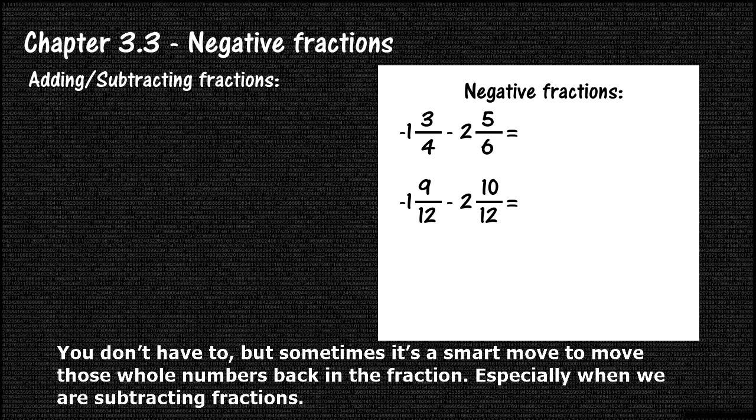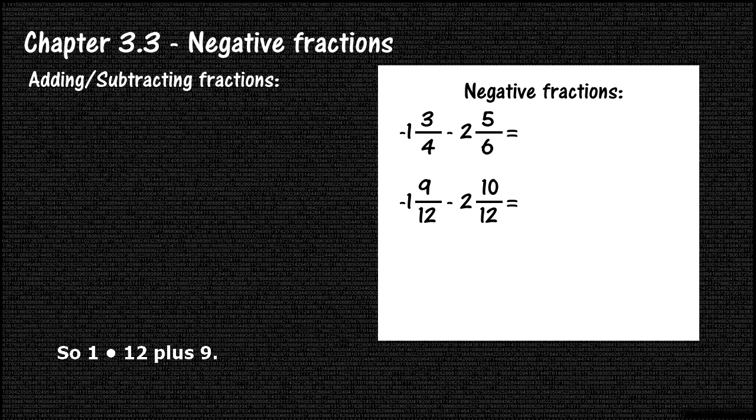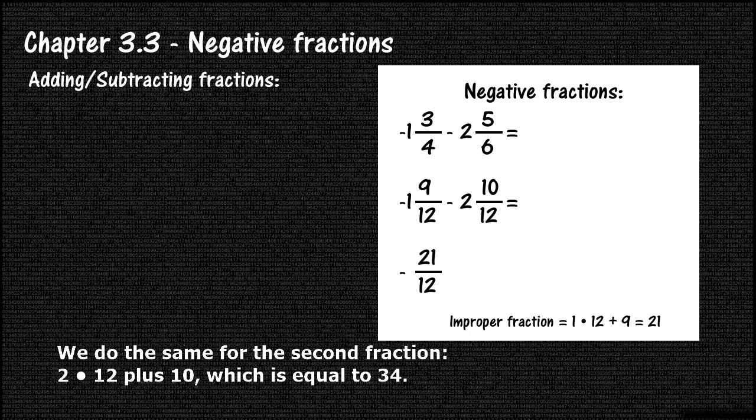You don't have to, but sometimes it is a smart move to move those whole numbers back in a fraction, especially when we are subtracting fractions. To turn a mixed number into a fraction, we have to multiply the whole number with the denominator and add that to the existing numerator. So 1 times 12 plus 9, which means our new fraction is minus 21 over 12. We do the same for the second fraction. 2 times 12 plus 10, which is equal to 34.